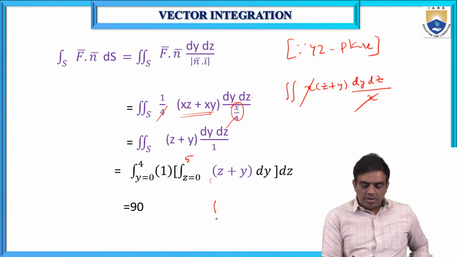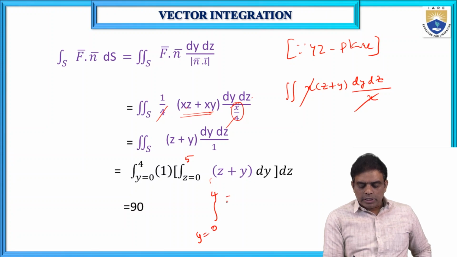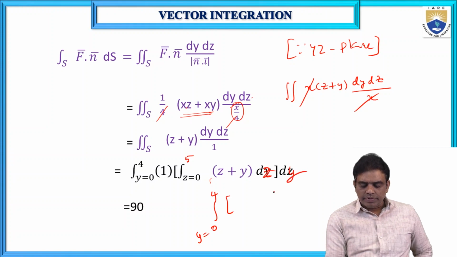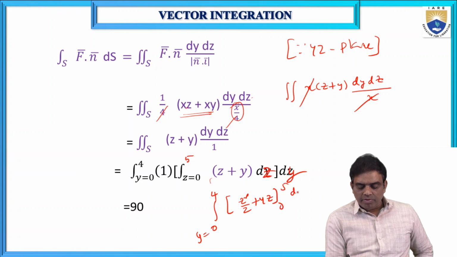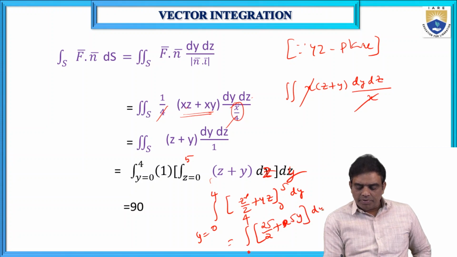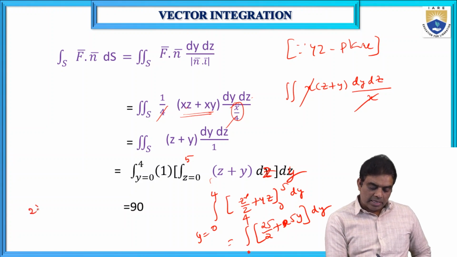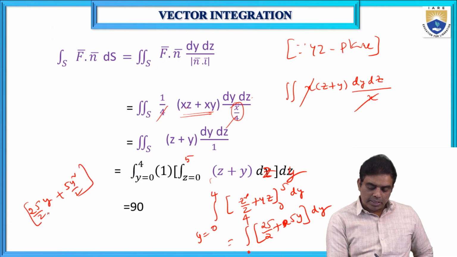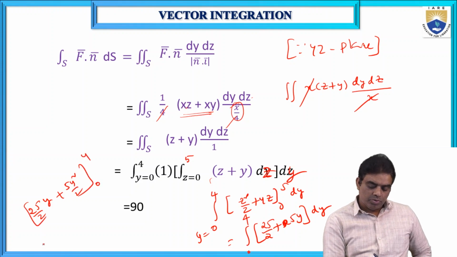Now, how to integrate? y from 0 to 4, with respect to z integration first. Integrating z square by 2 plus yz between 0 and 5, dy, with y from 0 to 4. So z square by 2 gives 25 by 2, plus 5 times y, which is 5y, with lower limit 0, dy. So this is equal to 25 by 2 into y plus 5 into y square by 2, with respect to y integration from 0 to 4.